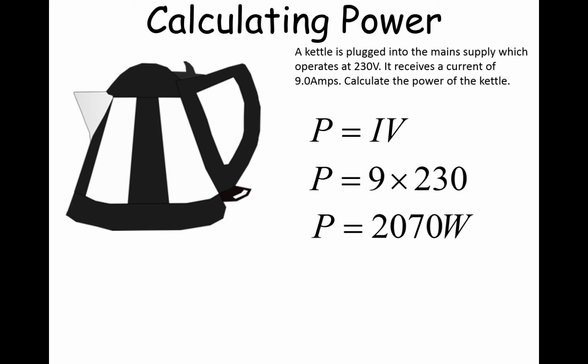2070 watts. Now in this case, in our question, we have a maximum of 2 significant figures in one of them. So what we then do is we simply round to 2 significant figures, giving us that the power is approximately equal to 2.1 kilowatts.